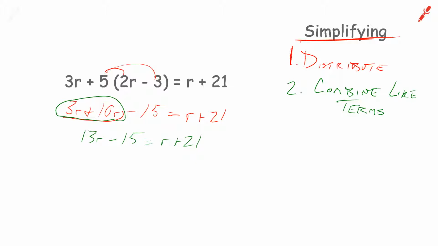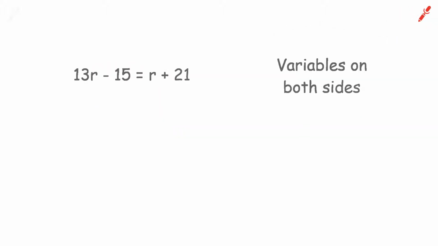Then I noticed, if you remember right, that there were actually variables on both sides of the equation. So let's go ahead and take a look at that. 3r plus 5 times 2r minus 3 equals r plus 21 has turned into 13r minus 15 equals r plus 21. Let's go ahead and just rewrite that. And now we've got variables on both sides.